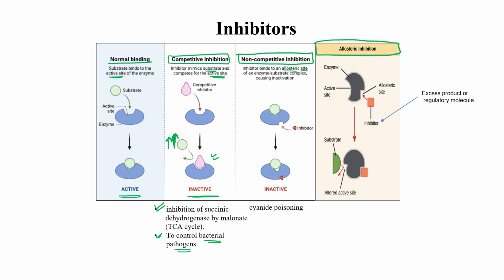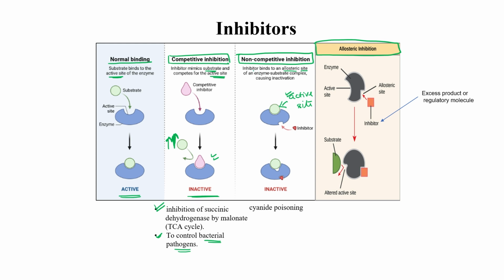The second type is the non-competitive inhibitor, in which the inhibitor binds to an allosteric site. As I already told you, there are so many sites present in enzymes. This site is known as the active site, where the substrate normally binds. Another site is also present over here, which is known as allosteric. So the inhibitor will not directly compete with the substrate for this particular active site.